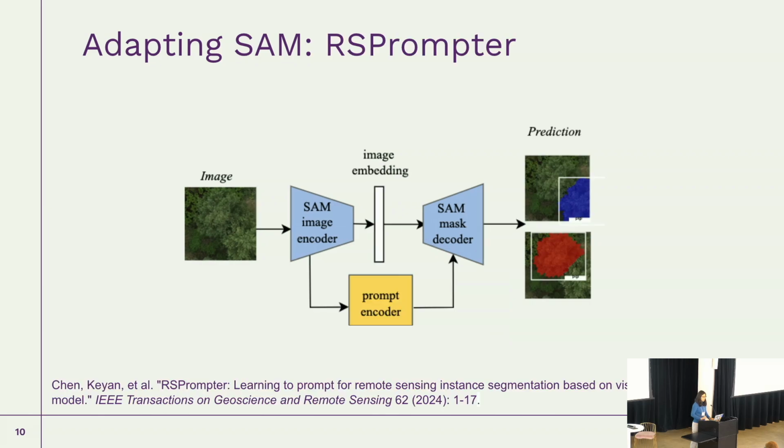And so we came across this work called Iris Prompter, where the idea is quite interesting: you don't need to have manual input prompts, but instead you have this trainable module that will learn how to give good prompts to the mask decoder depending on your task. And so we tried that on our data set, and that seemed to work fairly well.